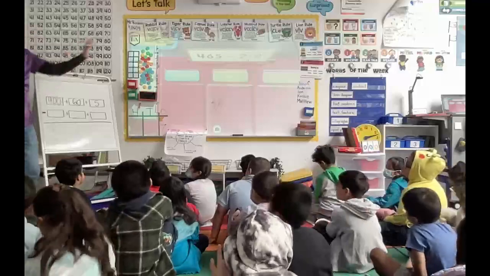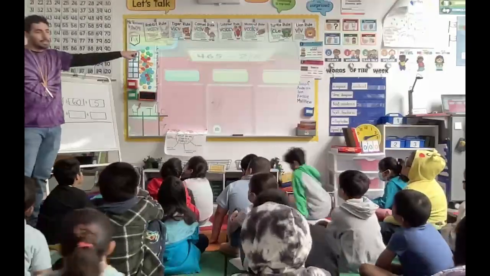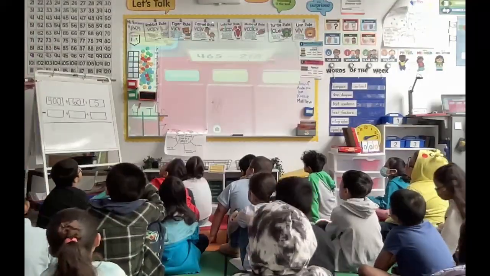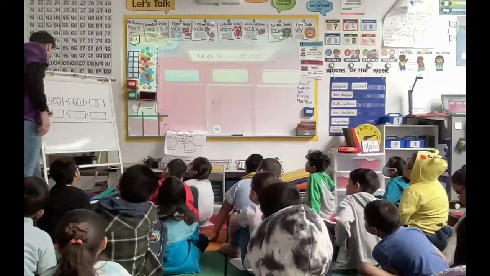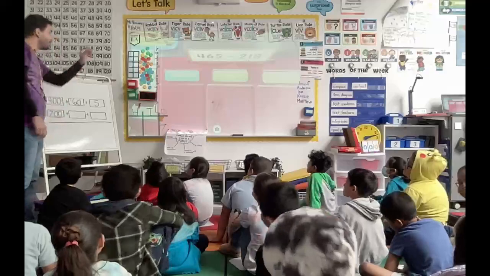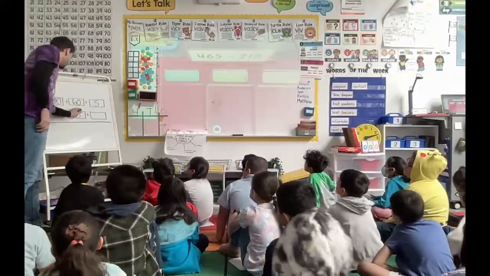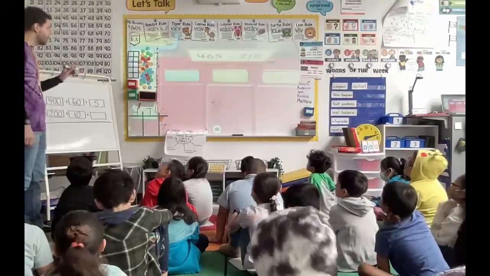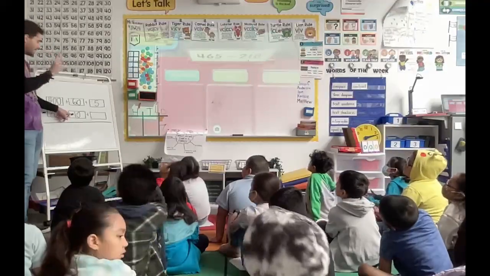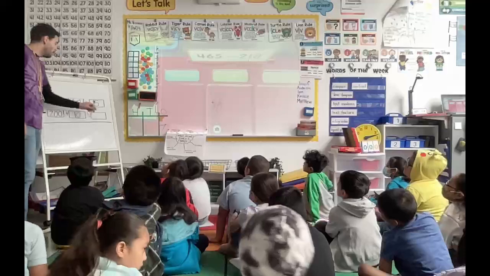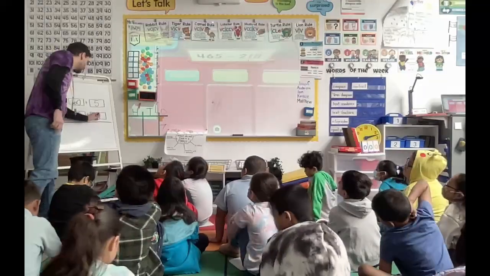All right, let's expand my other number. My next number is 218. I see a 2 in the hundreds place, so that's a value of 200. I have a 1 in the tens place, so that's a value of just 10. I have an 8 in the ones place, that has a value of just 8.